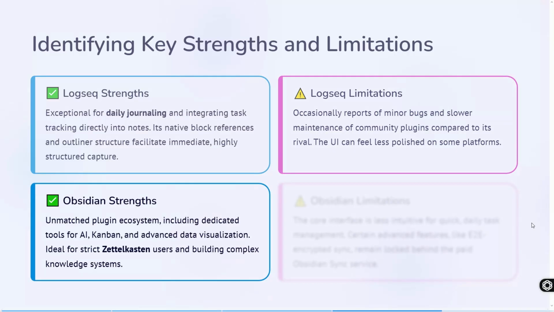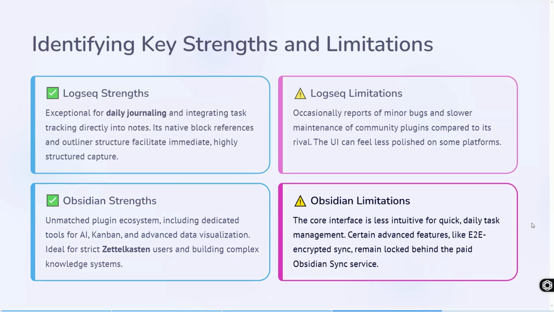Now, for the strengths of Obsidian, it has an unmatched plugin ecosystem, including dedicated tools for AI, Kanban, and advanced data visualization. It is ideal for strict Zettelkasten users and building complex knowledge systems. Now, for the limitations of Obsidian, because of course it has some limitations, the core interface is less intuitive for quick daily task management. It has a steep learning curve. So, there are certain advanced features like E2E encrypted sync. They remain locked behind the paid service of Obsidian Sync. So, you have to keep that in mind before starting to work on Obsidian.